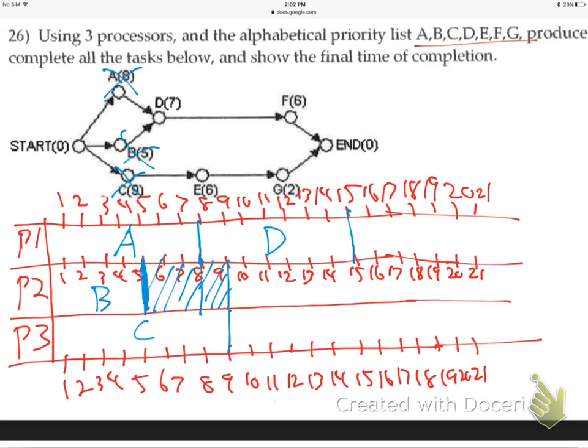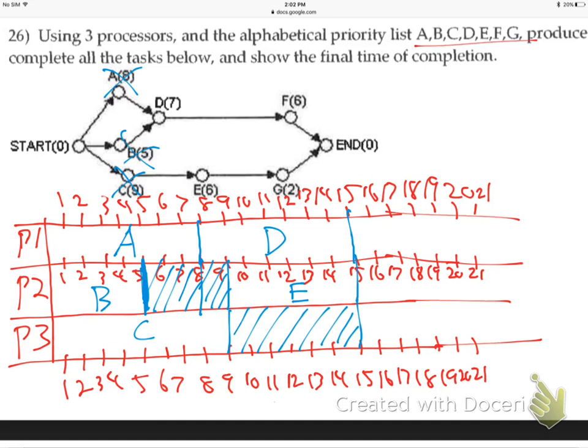It's a 6-hour job. 9 add 6 is 15 for job E. And what's processor 3 doing? Idle. Idle during all that time. Am I going too quick? Do you see that?